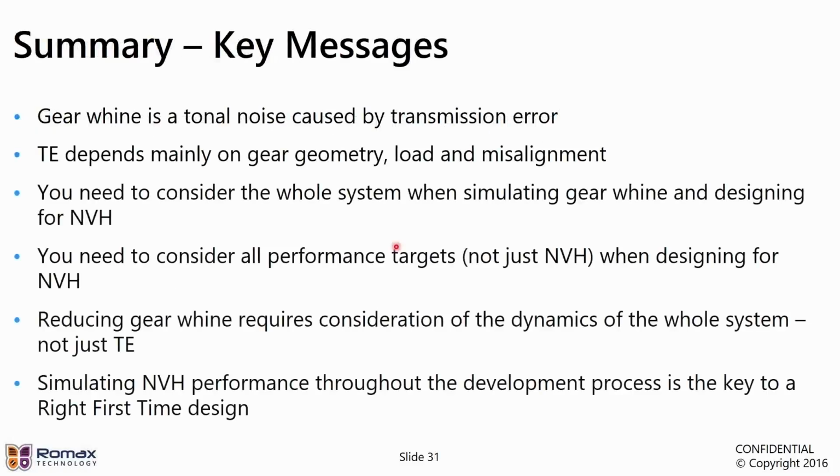So, to summarise, here are the key things I want you to take away from today and to bring with you to the next sessions in this series, which I hope you'll be coming to. We know that gear whine is a tonal noise and it's caused by transmission error. We know that transmission error depends mainly on the gear geometry, the applied load, and also critically on the misalignment. And because of that, we need to consider the whole system when we're simulating gear whine and designing for NVH. Also, I said it was very important, you need to consider all performance targets, not just NVH, because anything that you do to the design to change NVH behavior will also affect things such as durability, manufacturability, etc.